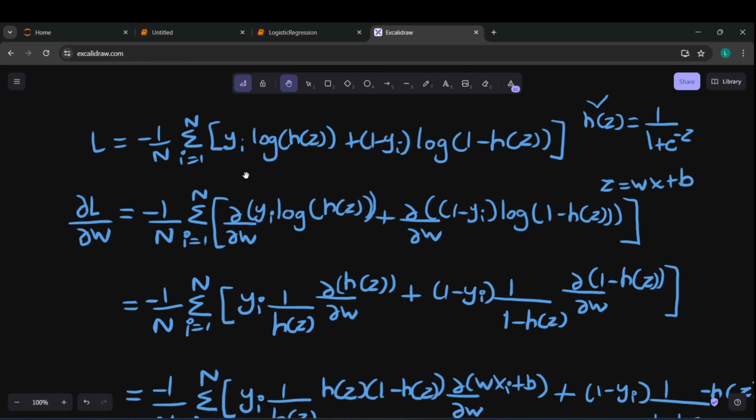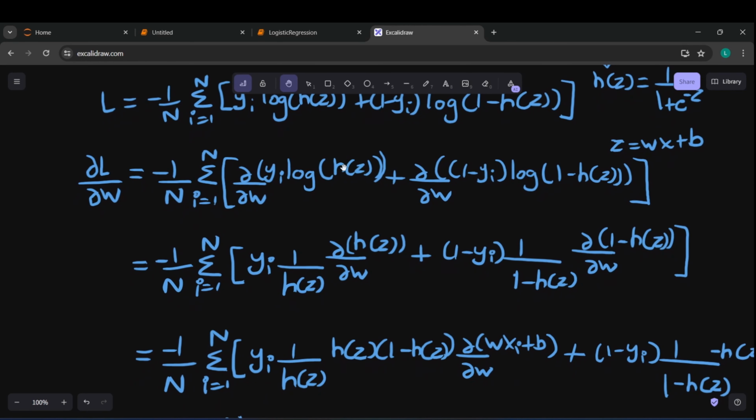Now first let's partially derive it with respect to weight w. So I took the partial derivative inside the summation, and the equation looks like this: minus 1 by n into summation of i equal to 1 to n, partial derivative of yi into log of h of z plus partial derivative of 1 minus yi into log of 1 minus h of z.